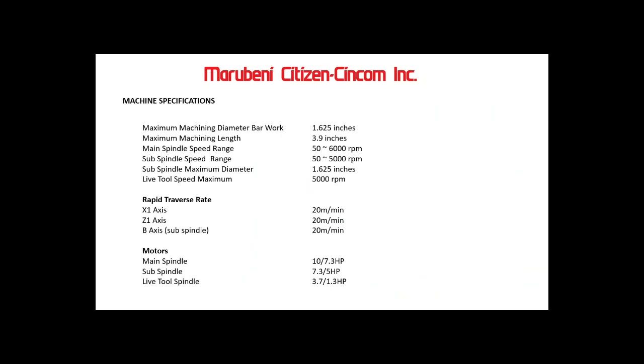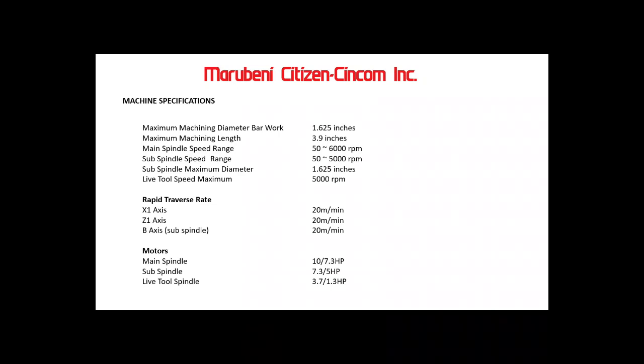Some of the machine specifications. The maximum machining diameter for bar work is 1 5/8 inches or 42 millimeters. The maximum machining length is approximately 3.9 inches. The main spindle speed has a 6,000 RPM maximum. The sub spindle has a 5,000 RPM max with a 5/8 capacity. The live tool spindle speed has a 5,000 RPM max.